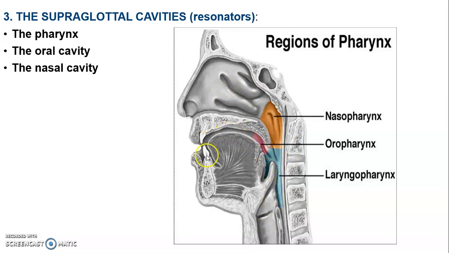Some sounds resonate in English in the mouth, and they are oral. For example, the sound p, as in pen, it resonates in the mouth. And some sounds in English are nasal because they resonate in the nose. For example, mm. Okay, of the 3 chambers, we'll focus on the mouth or oral cavity.